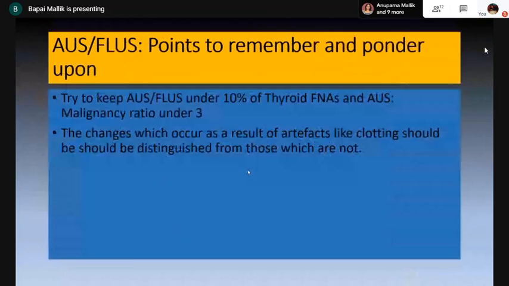So what are the points to ponder in AUS? You should try and keep your AUS under 10% of thyroid FNAs, as recommended, and the AUS to malignancy ratio should be under 3. The changes which occur as a result of artifacts like clotting should be used to distinguish from those which are actually not. Sorry for the typo.